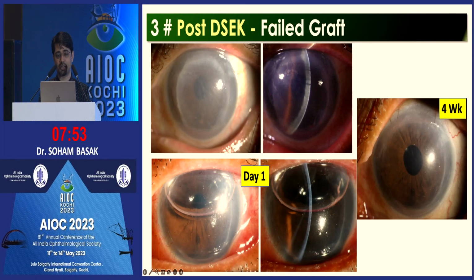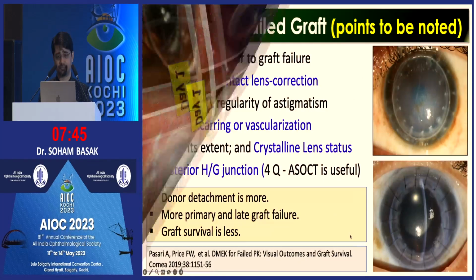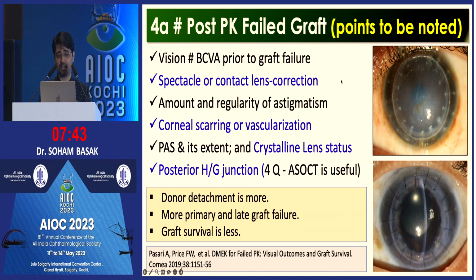This is also again a very good indication, post-DSEK failed grafts. Just be very careful while removing the old failed graft because they tend to bleed at the angles. Post-PK failed graft might be challenging. You have to make sure that the posterior graft-host junction anatomy is well maintained, otherwise that will interfere with the graft attachment. So in this respect, probably the larger therapeutic grafts are more useful to start off with.